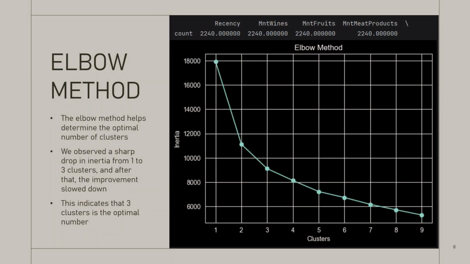To determine how many clusters to use, we applied the elbow method. This method involves testing different numbers of clusters and measuring how well the model fits the data. When we plotted the results, we observed a sharp drop in error from 1 cluster to 3 clusters, and after that point, the improvement began to level off. This pattern indicates that adding more clusters beyond 3 does not significantly improve the model. Based on this, we determined that 3 clusters is the optimal number for our analysis.